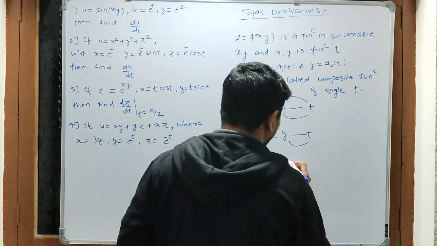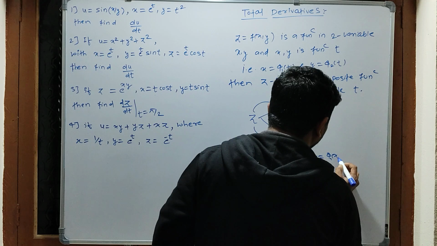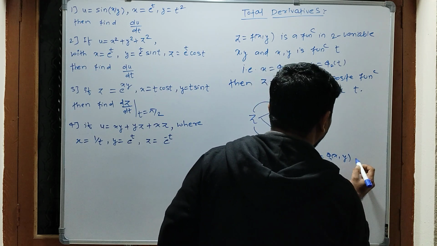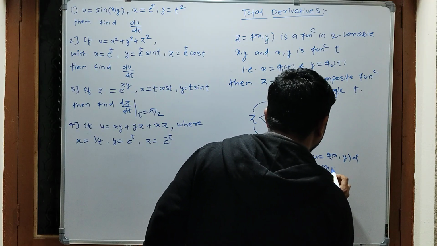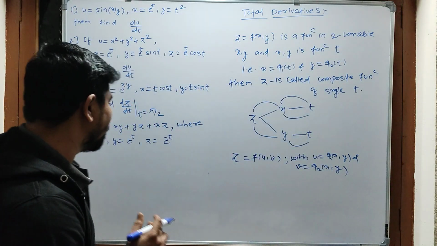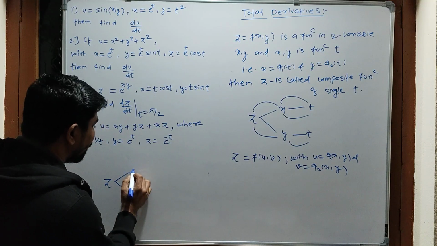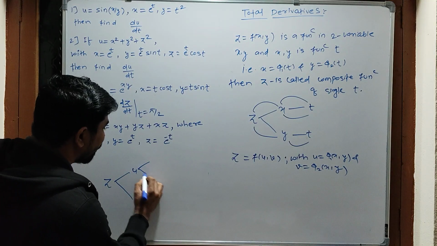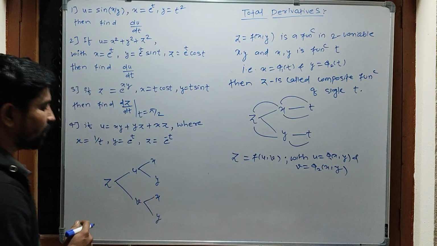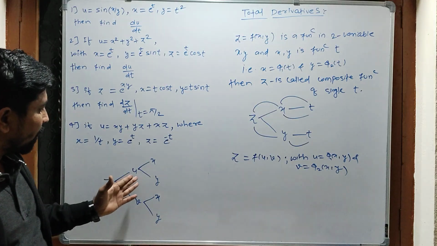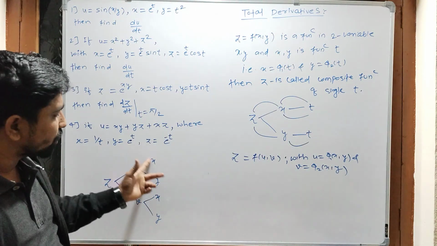Again I will take u equal to, let's say, phi 1 of x comma y, and v equal to phi 2 of x comma y. Now just observe one thing. Here z is a function of u comma v, and u comma v is again a function of x comma y. So here this is again a function of x comma y. If z is a function of u comma v and u comma v is again a function of x comma y, then z is a function of x comma y.